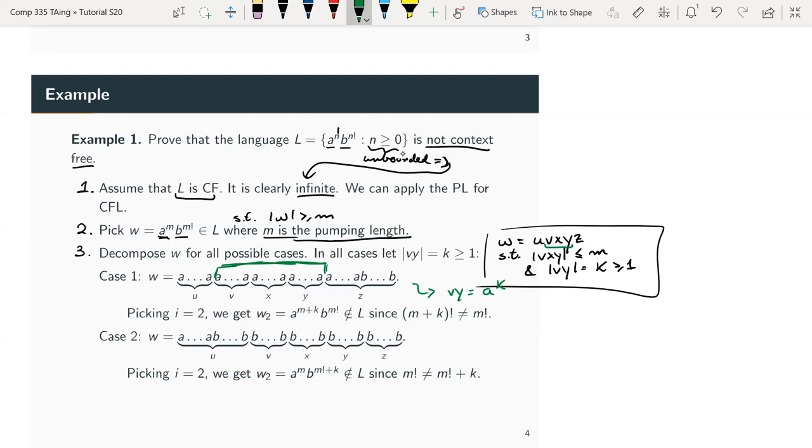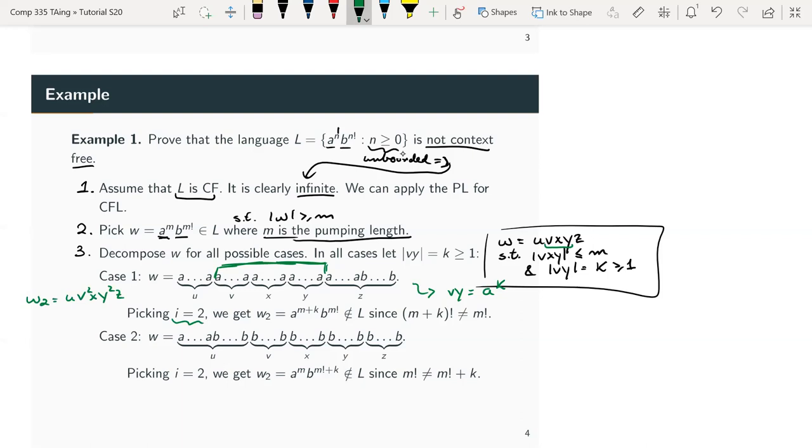So now it's going to be quite easy to pump up or pump down to get a contradiction for this case. What you can do is you can pick i equal to 2. So remember, if you pick i equal to 2, you're picking w_2, which is going to be u v^2 x y^2 z.